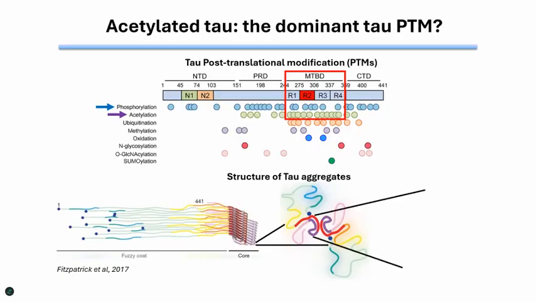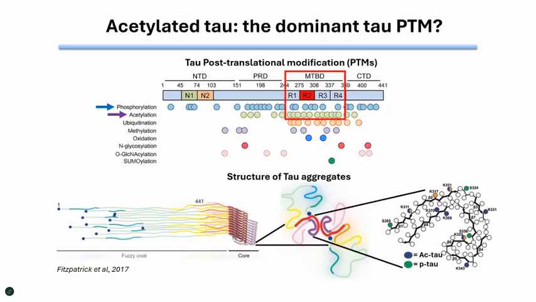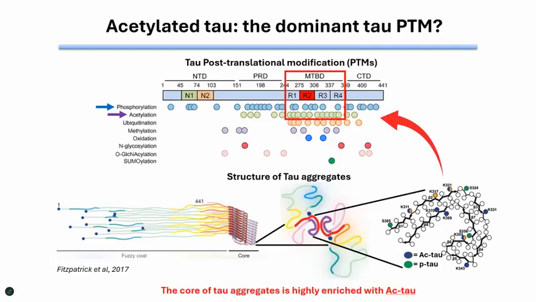And if you zoom in one layer more deep, what you'll find is that each of these candy canes is robustly covered with acetylation residues, which are labeled here in blue, far more than phosphorylated tau residues. And to bring this all together, this whole candy cane is basically comprised of the MTBR, this very important region of the tau protein. The authors of these cryo-EM papers have stated that basically the core of these tau aggregates is highly enriched with acylated tau, and they think that this acylated tau actually stabilizes the core of these tau aggregates.